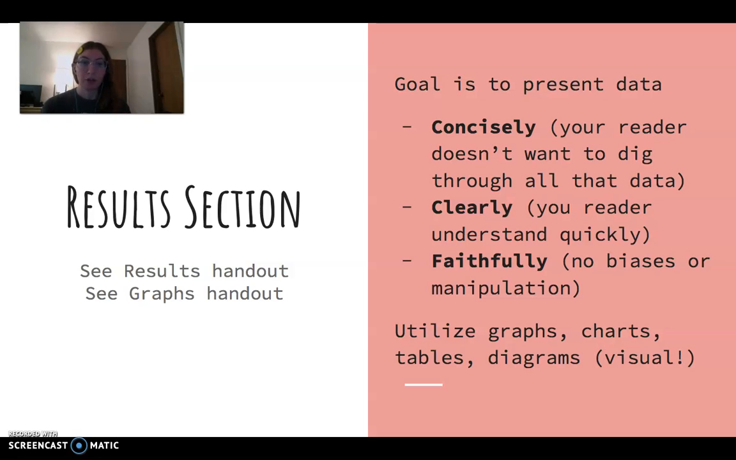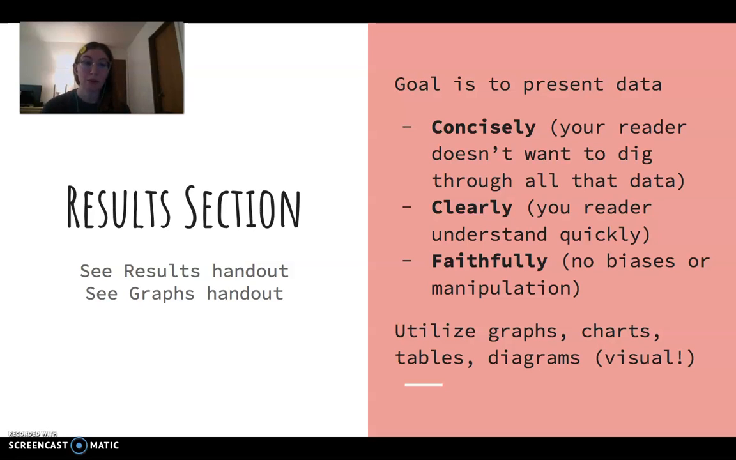As a researcher, our goal with presenting data and results is to be, first, concise. You kind of want to give the SparkNotes of your data, because your reader doesn't want to dig through all your data. Your reader isn't going to sit here and read every single interview transcript or look at every single piece of data from your survey. Instead, they want something that's concise and well presented.